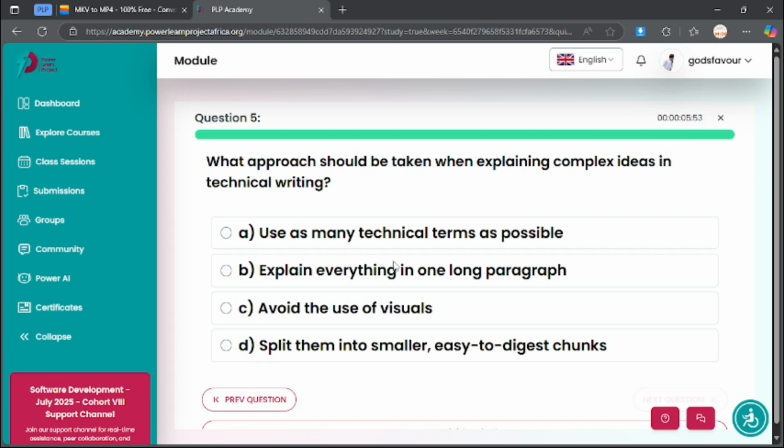So the last but not the least, what approach should be taken when explaining complex ideas in technical writing? A, use as many technical terms as possible. B, explain everything in one long paragraph. C, avoid the use of visuals. And D, split them into smaller, easy to digest chunks. The answer has even revealed itself before even saying it: split them into smaller, easy to digest chunks.